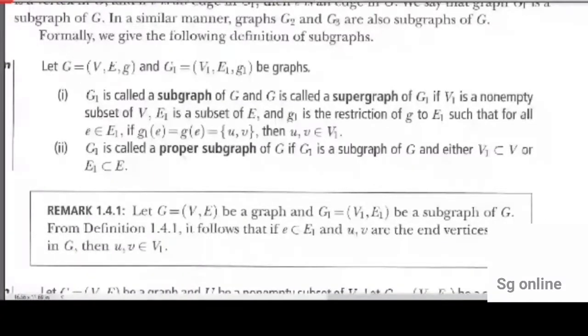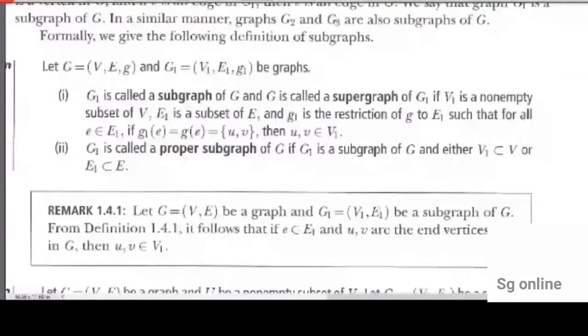If V1 is a non-empty subset of V, E1 is a subset of E, and G1 is the restriction of G to E1 such that for all e belongs to E1, G1 of e equal to G of e equal to (u, v), then u, v belongs to V1. That is extremely important. You can think about why we are forcing that, but if you are considering some edge whose endpoints you are not considering in the subgraph, then it is meaningless to draw or consider that subgraph.